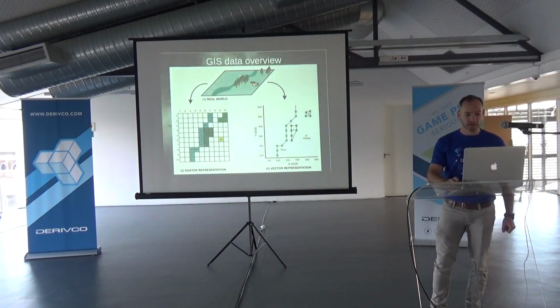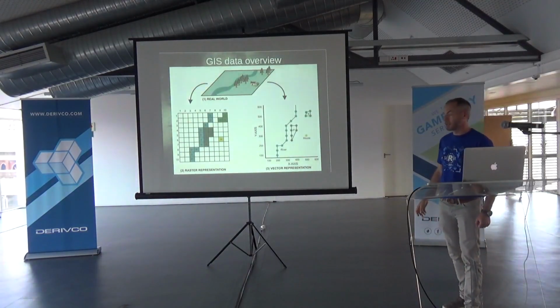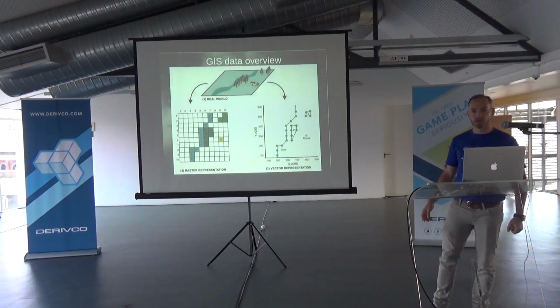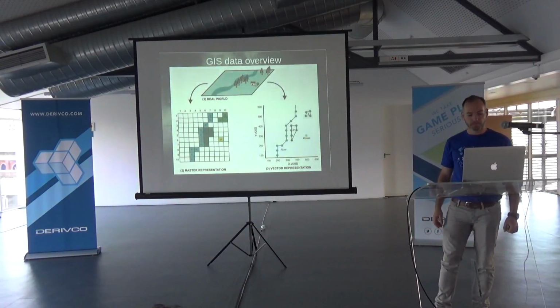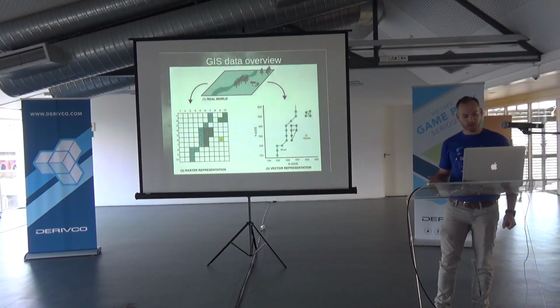Just to give you a basic intro of GIS: GIS is mapping real-world data onto the computer for spatial queries and spatial analysis. And basically you get two types of spatial data, raster data or vector data.